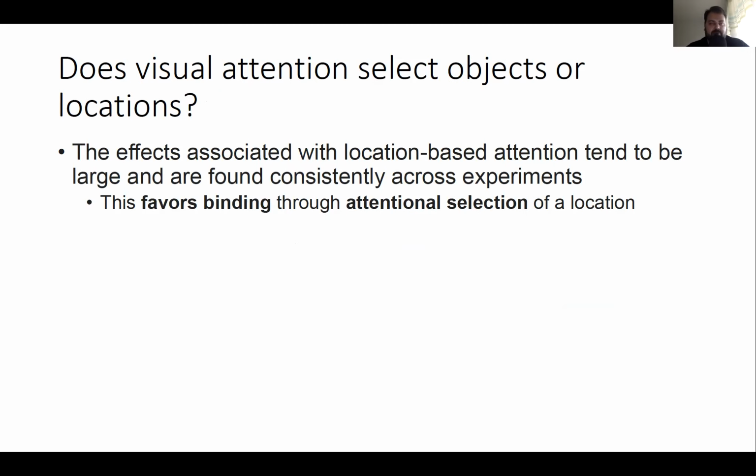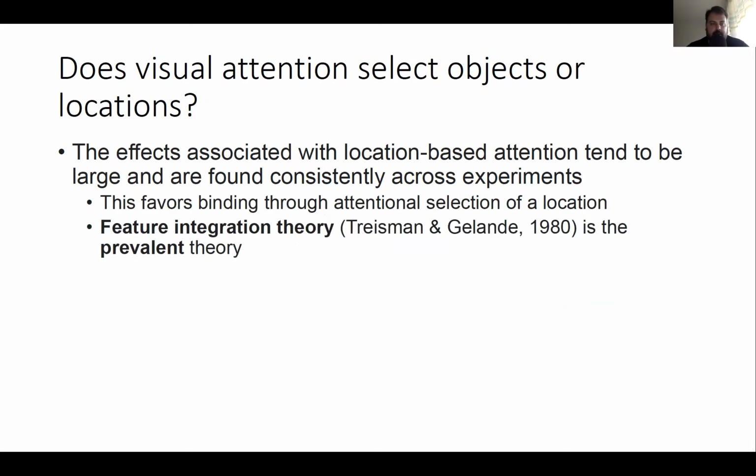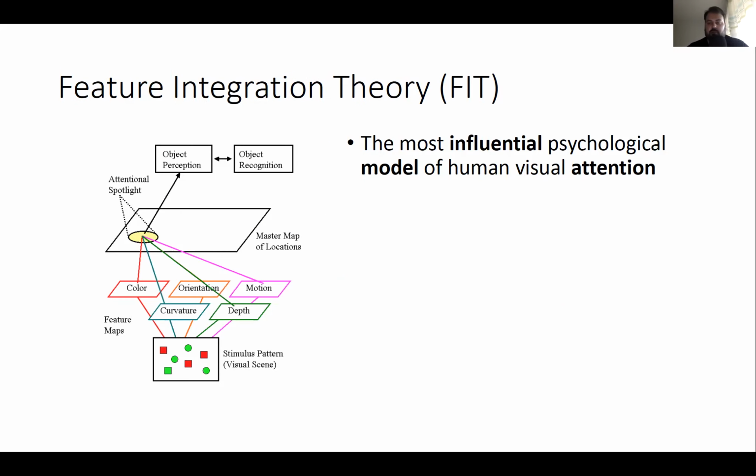This led to the famous question of whether visual attention selects objects or locations. The effects associated with location-based attention are large and found consistently across experiments, and this favors binding through attentional selection of location. And feature integration theory is the prevalent theory and the most influential model of human visual attention, despite not being very neural.